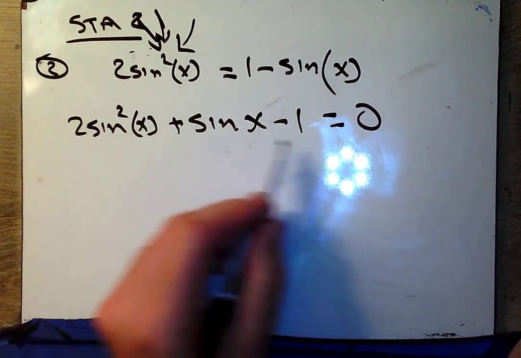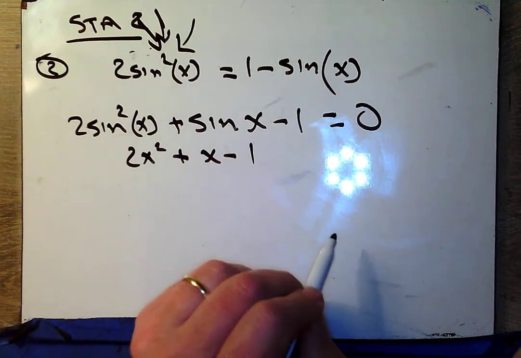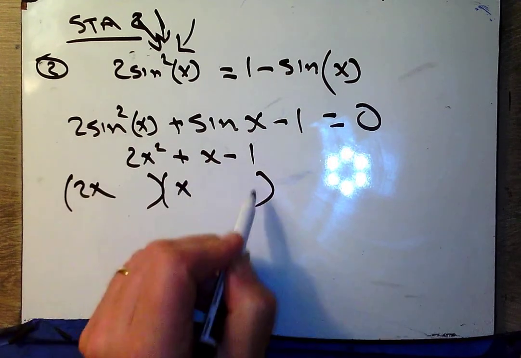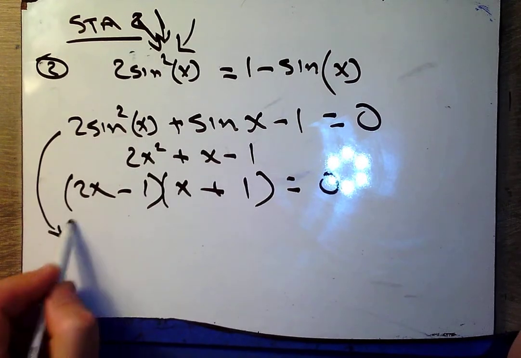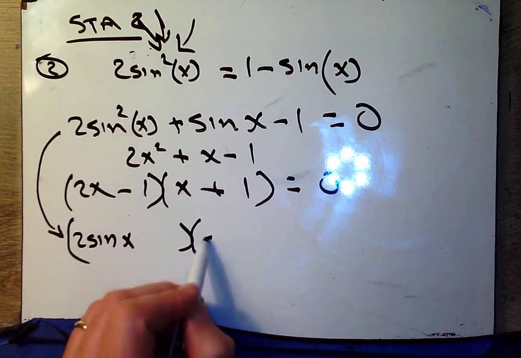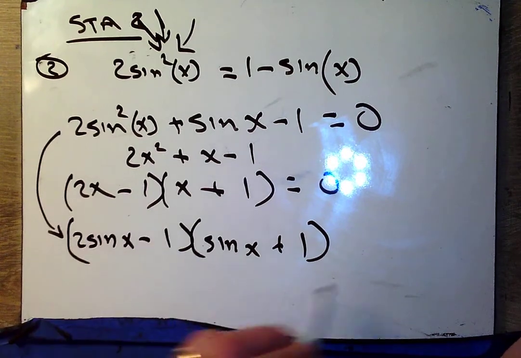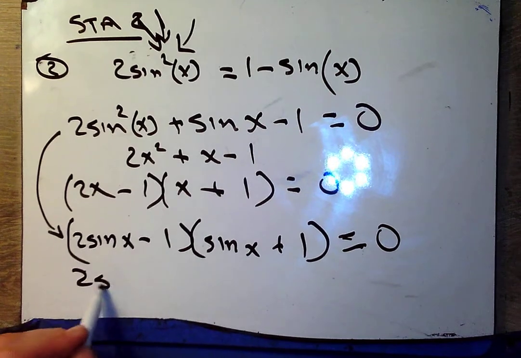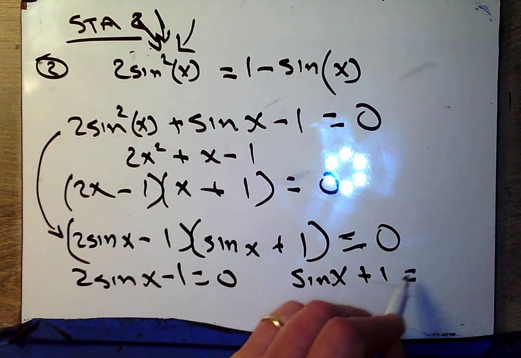And now I want to factor this trinomial like 2x squared plus x minus 1. So if we know how to factor 2x squared plus x minus 1, by whichever means you prefer, we should be able to use that same parallel structure to factor this polynomial. Well, not really a polynomial, but it has the same form. So we've got 2 sine x minus 1 equals 0, and we have sine x plus 1 equals 0.